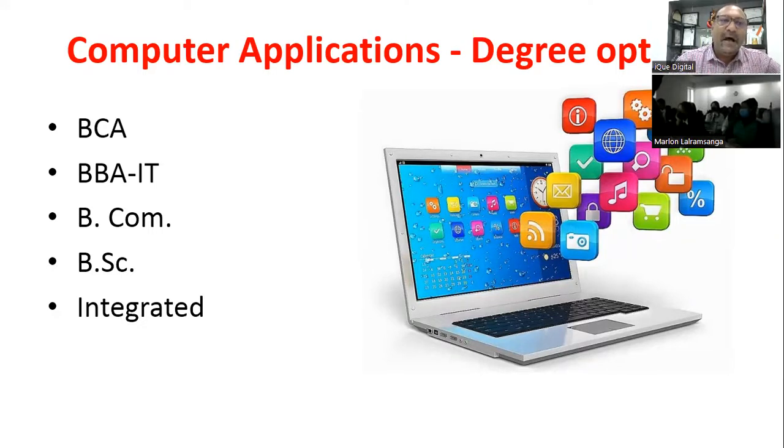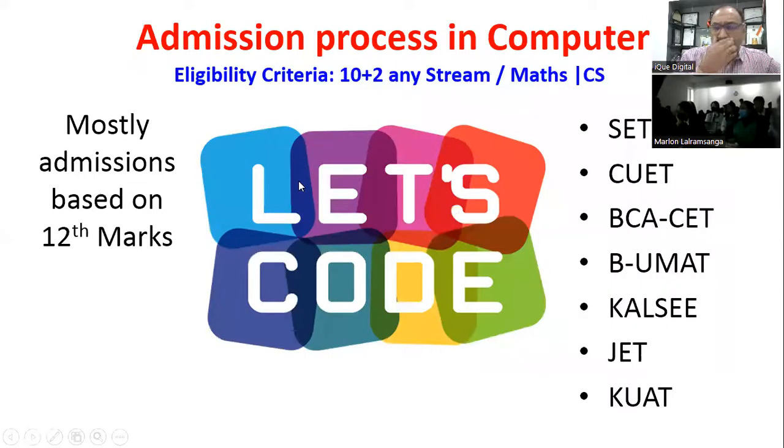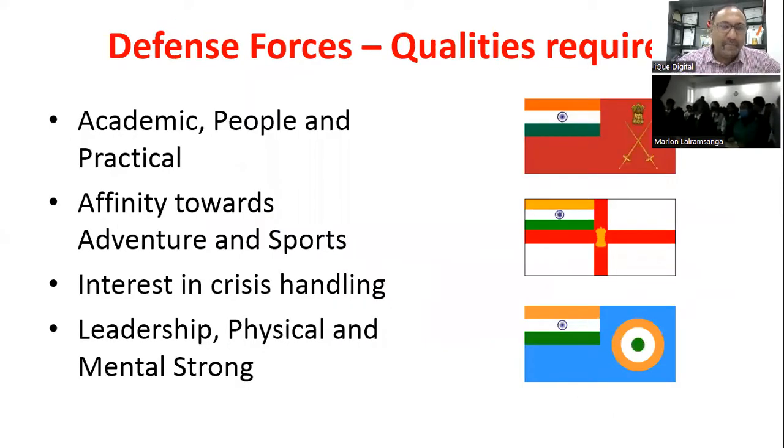The degrees available are Bachelor of Computer Application, BBA in Information Technology or Computer Sciences, BCom in Information Technology or Computer Sciences, BSc in Information Technology or Computer Sciences, or you can go for an integrated BSc, MSc or BCA, MCA program. As I said, in computer applications, eligibility criteria is 10+2 in any stream. There is no fixed requirement of science. Most of the admissions are based on 12th marks, and a few private universities may have their own entrance exams.